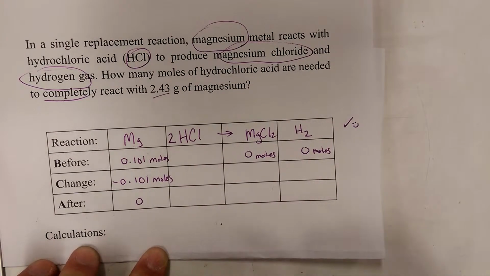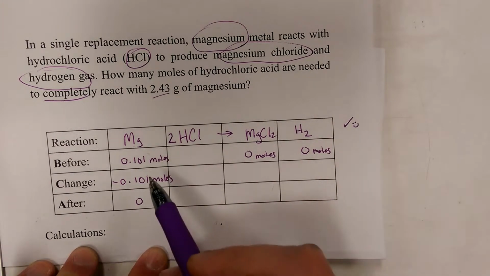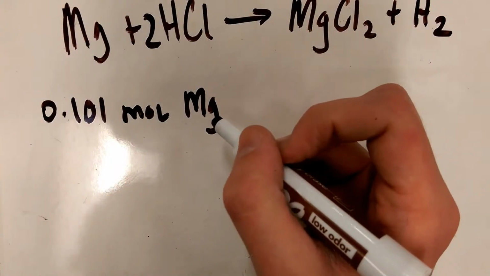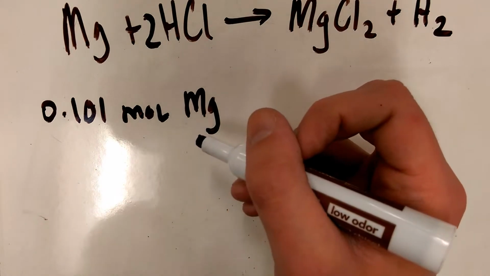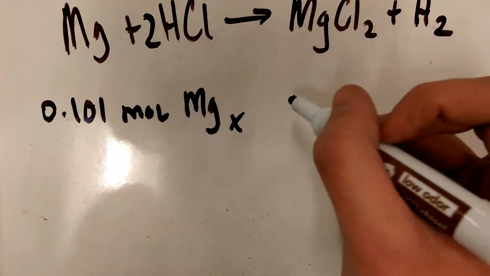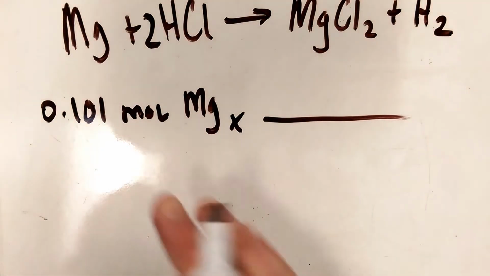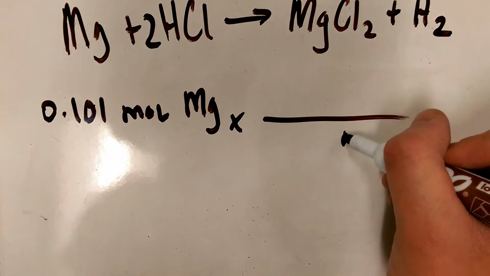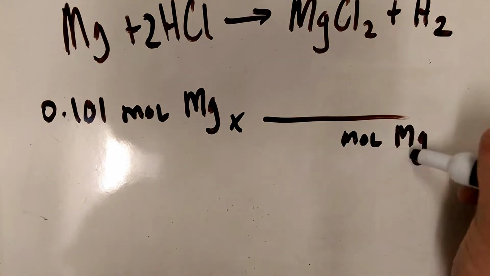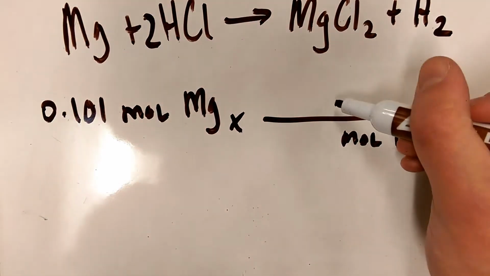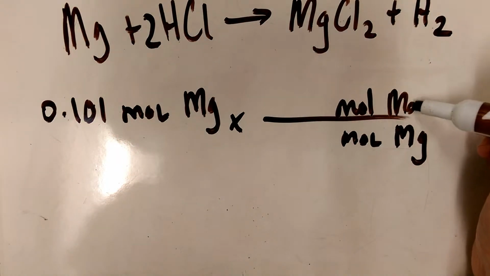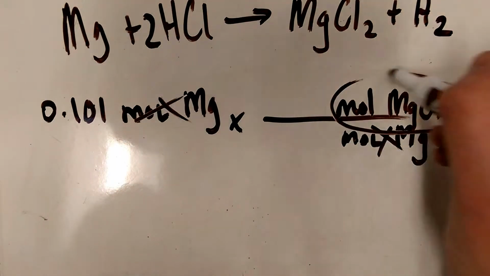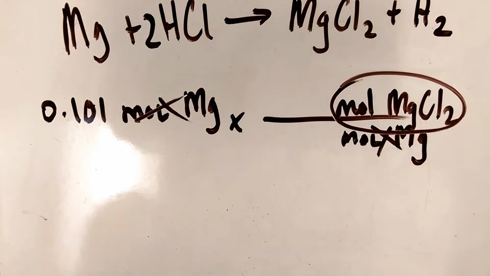We have to figure out what all of these other values are in order to make sure our table is complete. So the first thing we want to do is start with the number that we're given, which is this 0.101 moles of magnesium. So here's my starting value. Now I have to go somewhere else. Let's say that I want to change all of my magnesium into magnesium chloride. So the unit that I want to get rid of has to go diagonal, and the unit that I'm trying to get to should go on the top. In this case, we're trying to get to magnesium chloride. So our units are diagonal, they're going to cancel, and we're left with just moles of magnesium chloride.